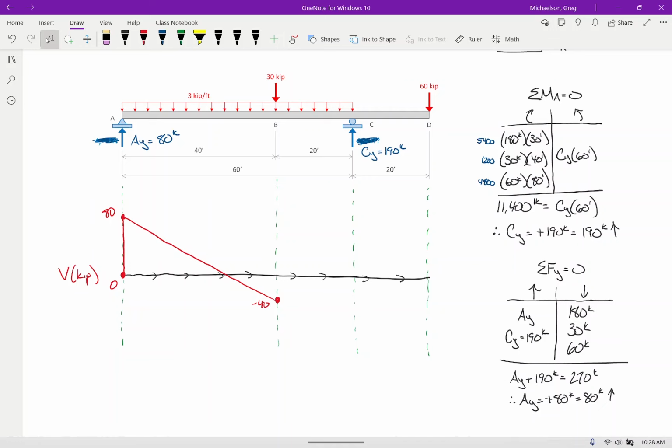Let's give myself a little bit more room down here because I have a feeling I might need it. Okay. Tell me what to do now. If I'm at negative 40, what do I do? Go down 30. So if I'm at negative 40 and go down 30, what's that put me at? Negative 70. So we'll drop down like that. What happens between B and C?